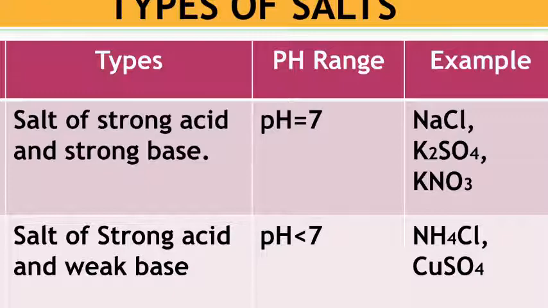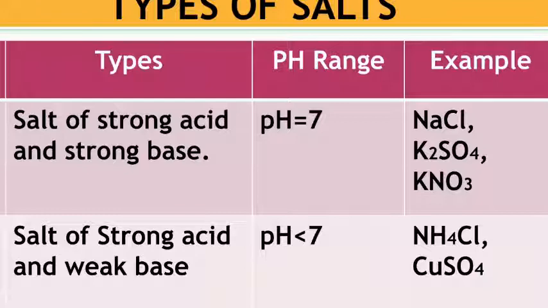Now in this case क्या होता है, जब दोनों strong acid और strong base होते हैं तो दोनों एक दूसरे को completely neutralize करते हैं, जिसकी वजह से इनका pH 7 होता है. Their pH is 7. Example, sodium chloride, potassium sulfate, potassium nitrate. Sodium chloride, you can see, it is made up of sodium hydroxide और HCl के combination से ये salt बना है. Similarly, potassium sulfate, potassium hydroxide and H2SO4 के combination से बना है.